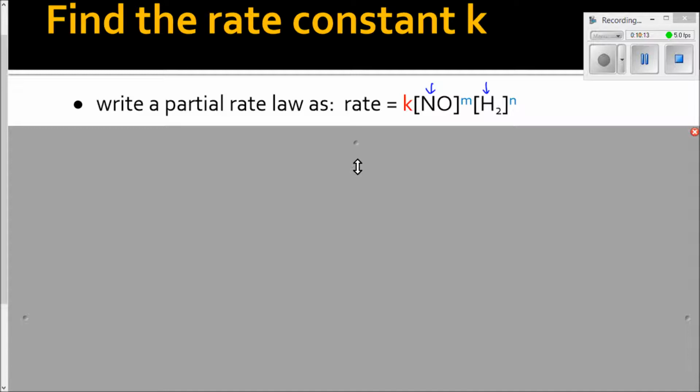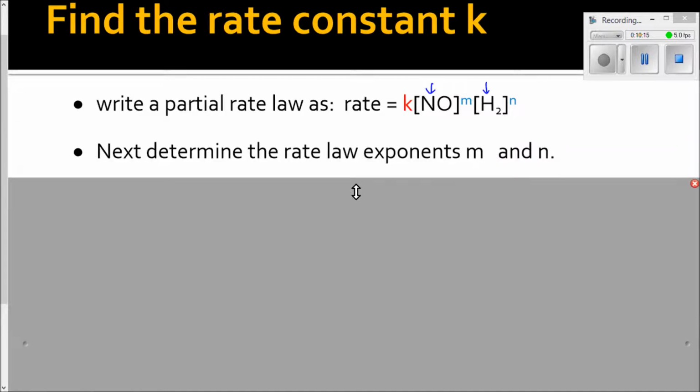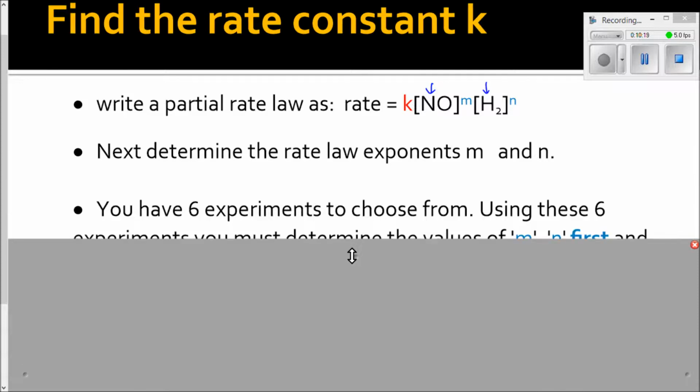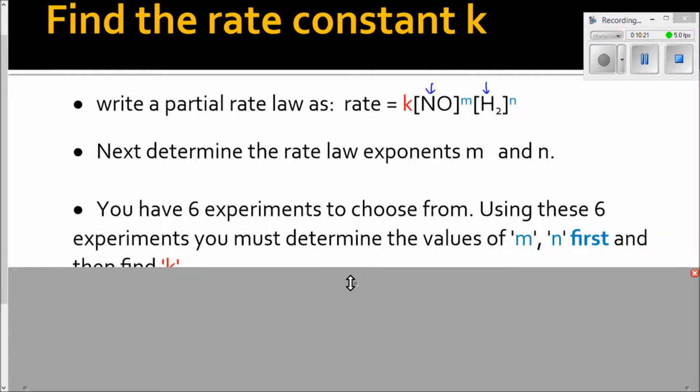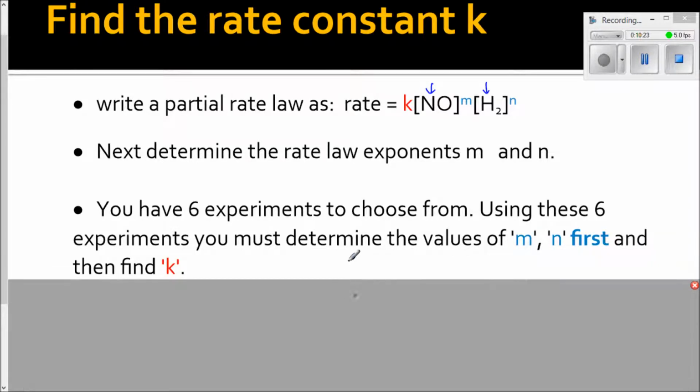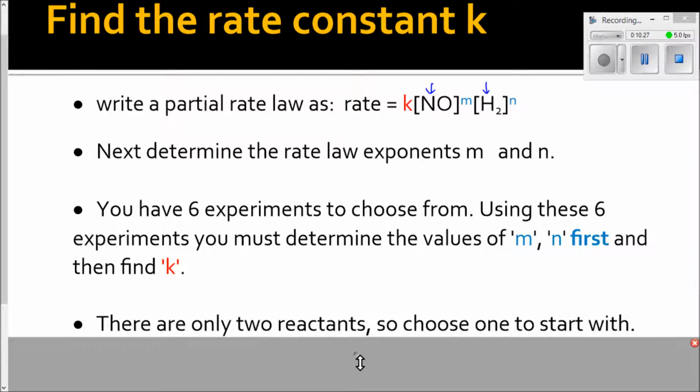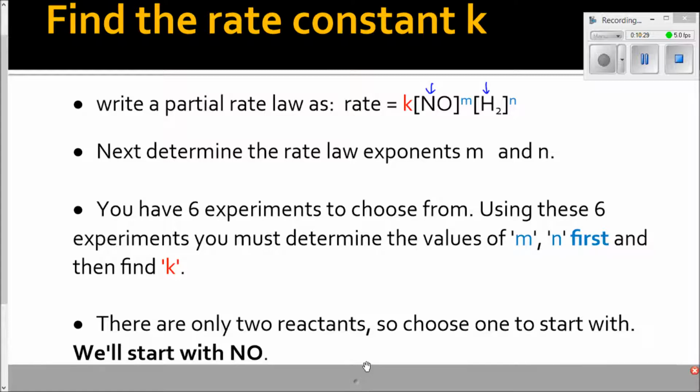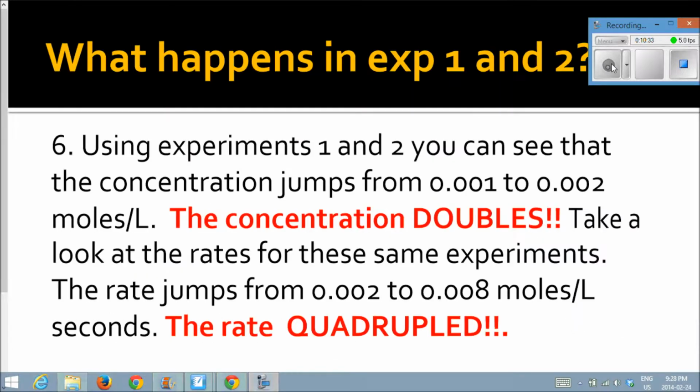Now what we're going to do is try and find M and N. To do that, you have to look at your data. So you have 6 experiments to choose from. Using these experiments, you must determine the values of M and N first and then find K. Okay, so there are only 2 reactants, so you choose one to start with. We'll start with NO. So I have this slide here. You can pause it and write it down, and I'm just going to explain it to you as I go through it. So just pause it, record it if you'd like, and then I'll explain it to you.